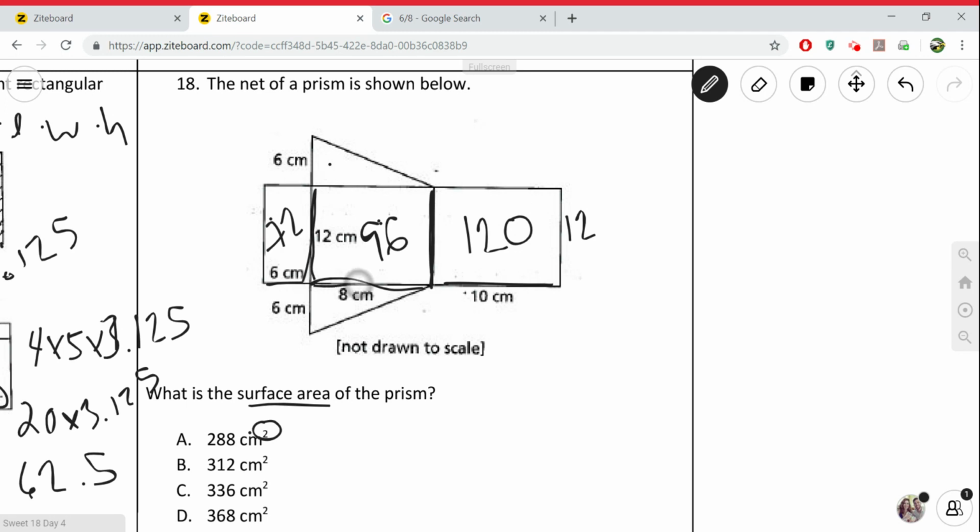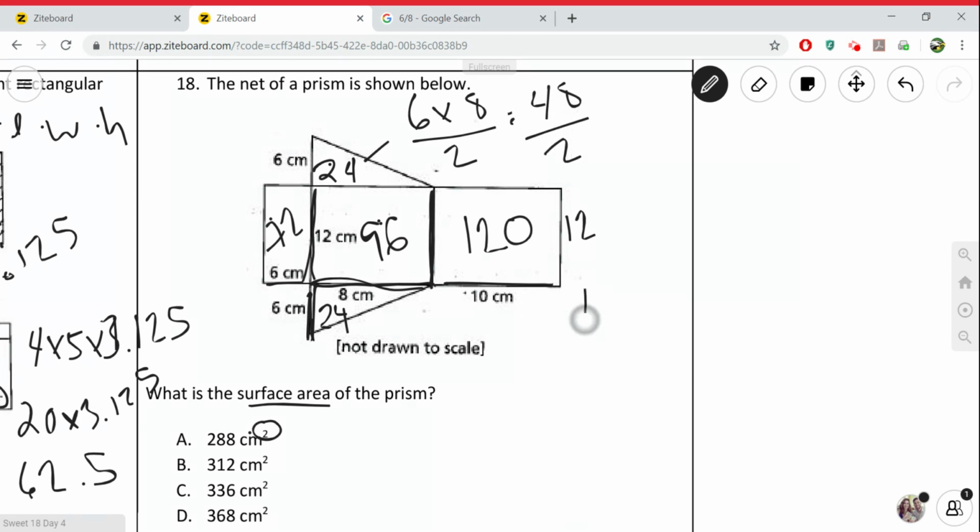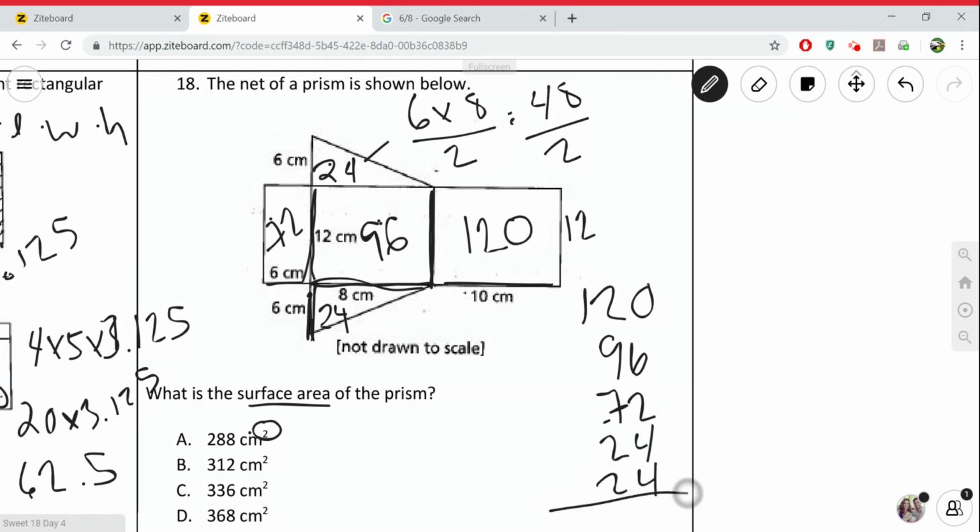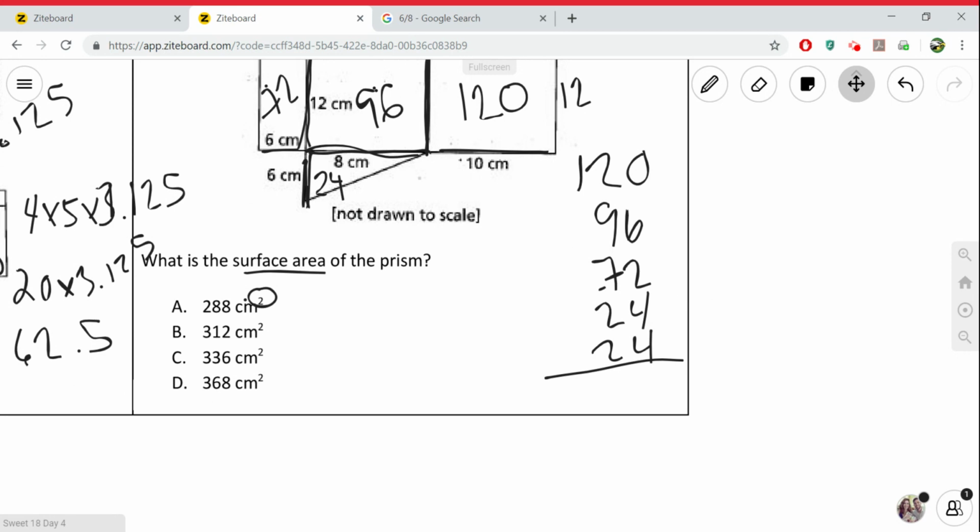My triangle, the base is 8, and the height is 6. So this is going to be 6 times 8 divided by 2, which is going to be 24. And this is going to be 24 because 6 times 8 is 48. And that divided by 2 is 24. So then I've got 120 and 96 and 72 and 24 and 24. So we're going to add these up.